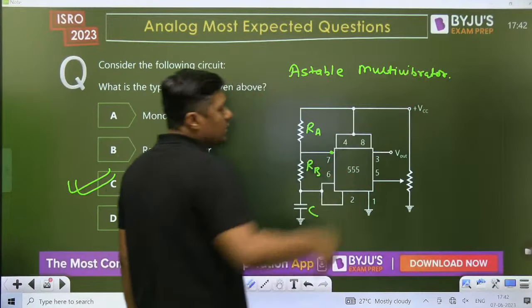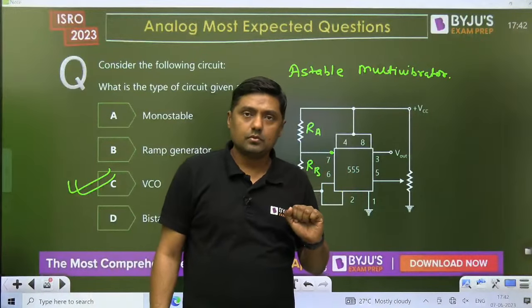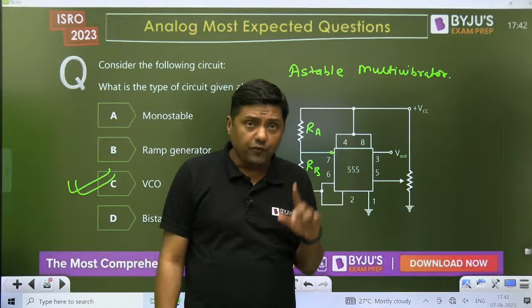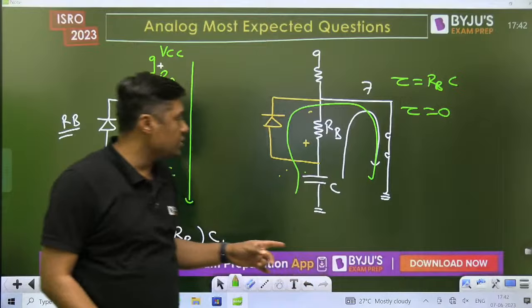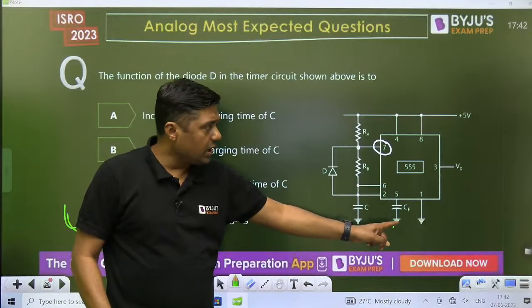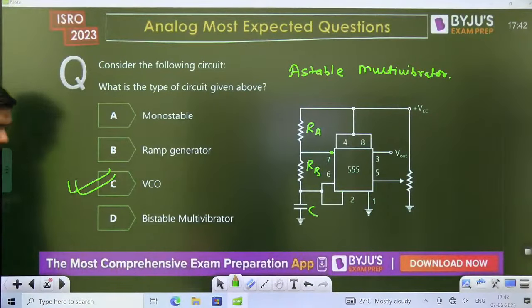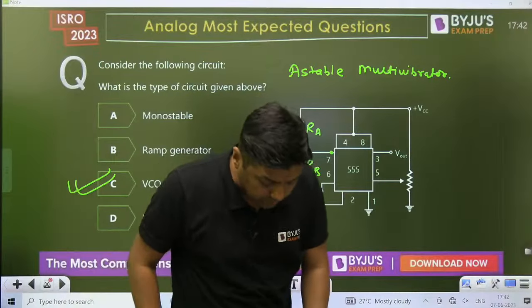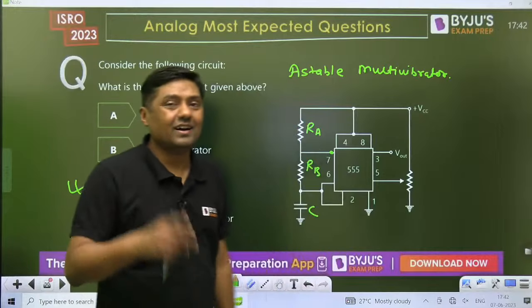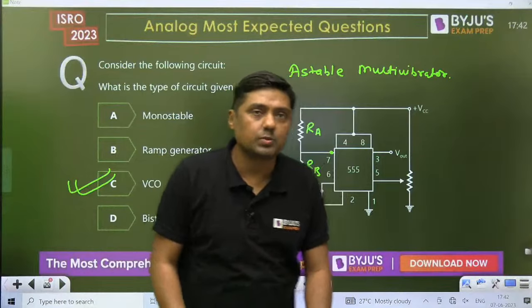But what we are doing is changing the voltage at pin number 5. And pin number 5 is used to control the frequency of the output. If it is not in use, it should be bypassed through a capacitor, like in the previous question. But here we are applying a variable voltage. That's why, what is the name of the circuit? Voltage controlled oscillator or voltage to frequency converter. Yes, you have given the previous answer, and that's why I will explain it, no problem.